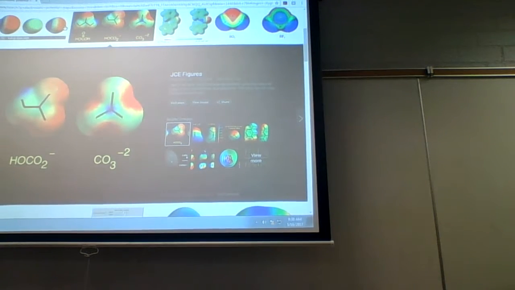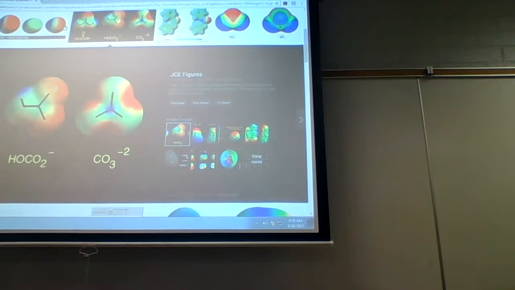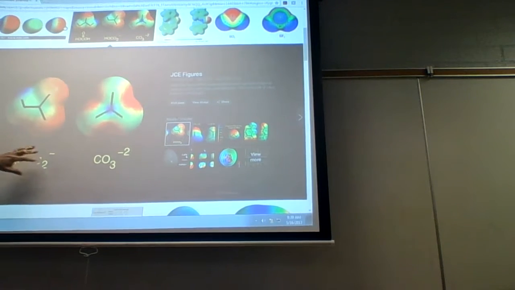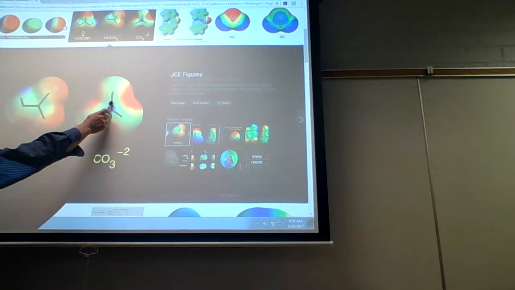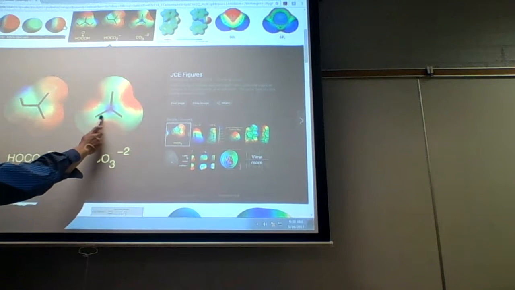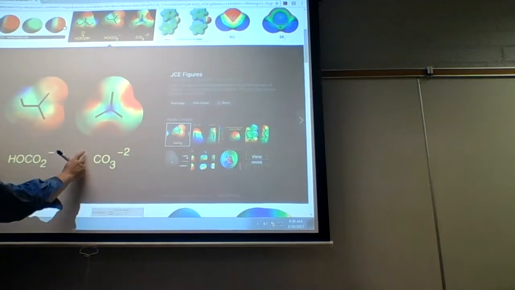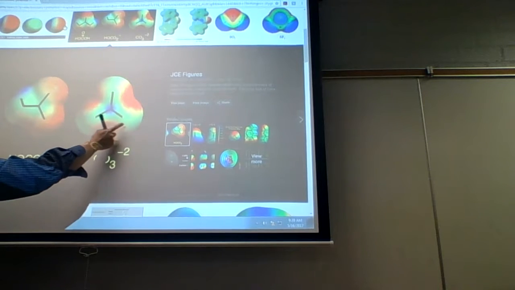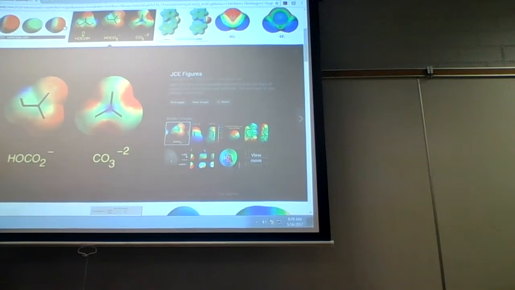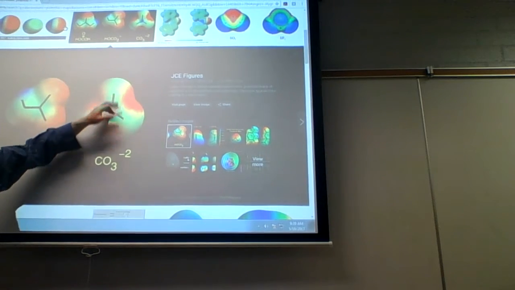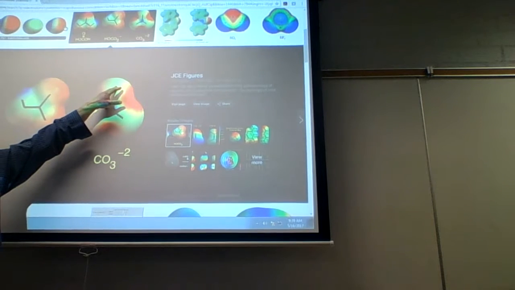Here, what is this? Do you recognize it? H2CO3? H2CO3 is carbonic acid. This would be bicarbonate here. This is carbonate. You can see in carbonate, there isn't a double and two singles. Each bond is equivalent. You can see how symmetric the electrostatic potential map is here. Each bond is 1.5 bond order here. And the charge on the oxygens, you look at them, it looks the same. It isn't a -1, -1, and 0. It's a -2/3, -2/3, -2/3.